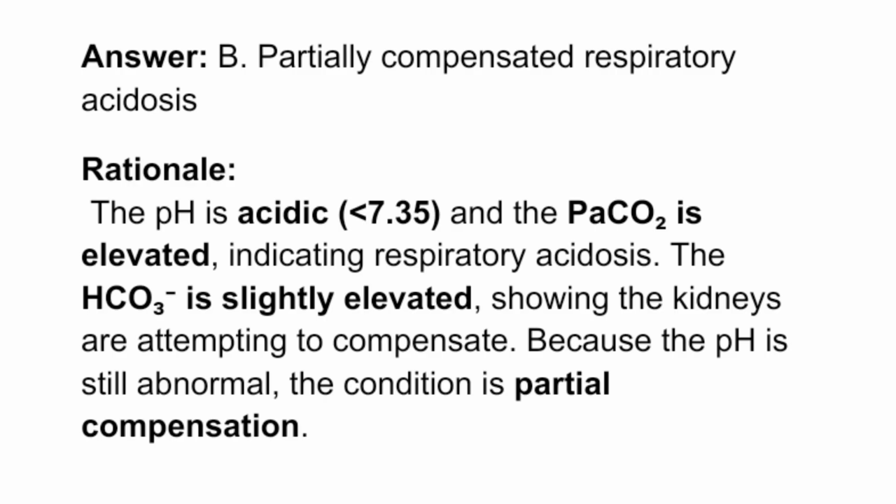Rationale: the pH is acidic, under 7.35, and the PaCO2 is elevated, indicating respiratory acidosis. The HCO3- is slightly elevated, showing the kidneys are attempting to compensate. Because the pH is still abnormal, the condition is partial compensation.